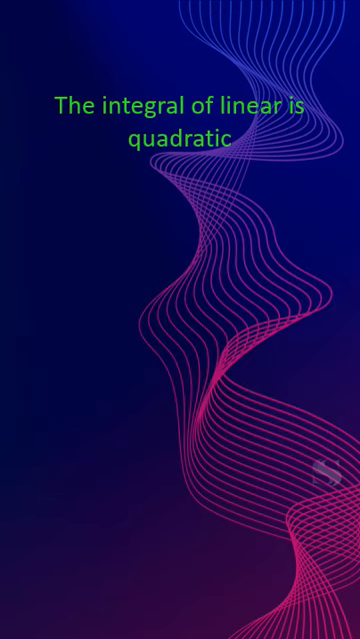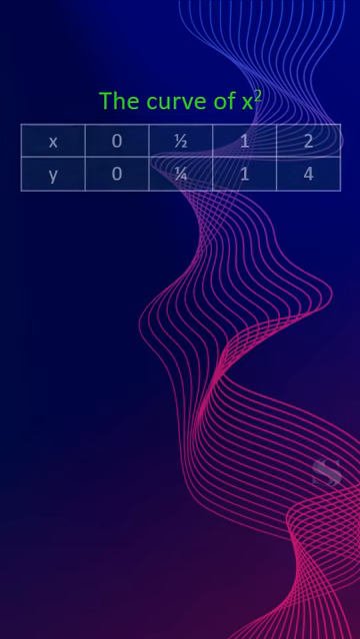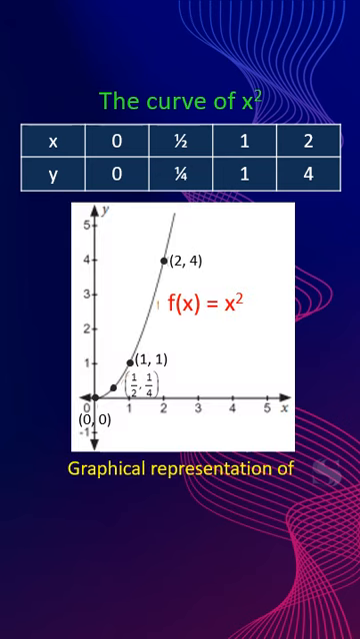We can now plot (0, 0), (1, 0.5), (2, 2), (3, 4.5) on a coordinate plane, and the graph will be that of the integral for f(x) equal to x. Hopefully, the computation of the coordinates of the integrals is well illustrated, and we can get on with plotting the integral of x squared. This is the curve of f(x) equal to x squared. And we use the x and y coordinates as shown in the table to plot the curve of x squared.